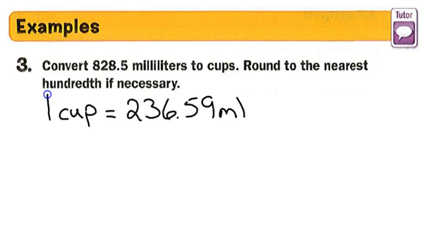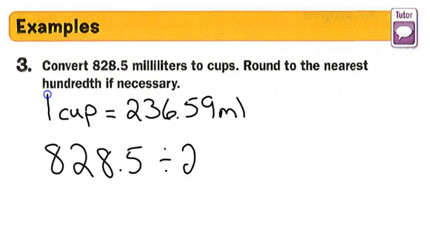I've got 828.5 milliliters. So every 236.59 of those milliliters gives me 1 cup. So how many 236.59s do I have in that 828? Well, that's a division problem. So again, 828.5 divided by 236.59. All right, so that tells me every one of these 236.59 is a cup.